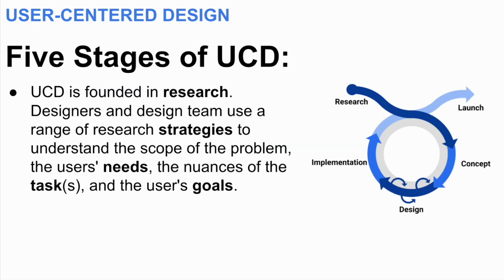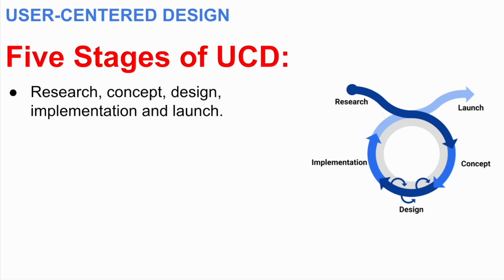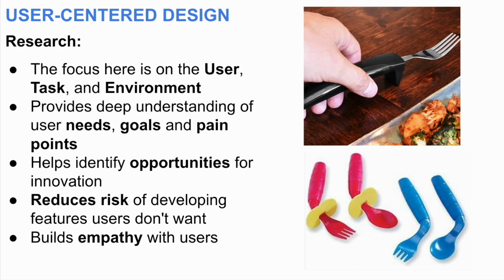We're going to talk about the 5 stages of UCD. UCD is founded in research. Designers and design teams use a range of research strategies to understand the scope of the problems that users have and their needs, the nuances of the tasks, and the user goals. The 5 stages of UCD are research, concept, design, implementation, and launch. Research focuses here on the user, the task, and the environment. It provides deep understanding of the user's needs, goals, and their pain points. It helps identify opportunities for innovation. It reduces risks of developing features that users don't want, and it builds empathy for the actual users.